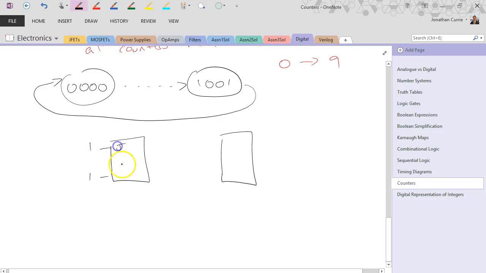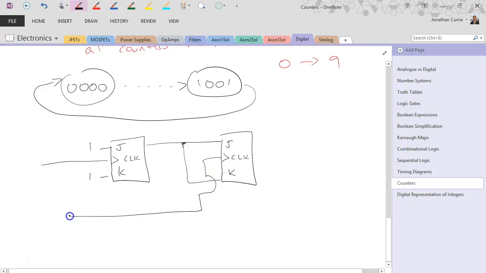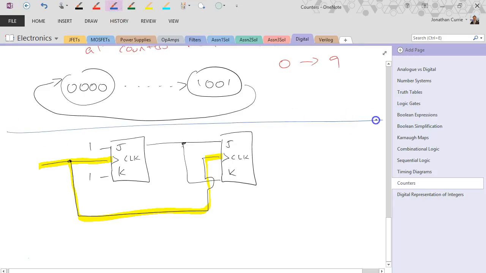So it'll be 1 and 1 on our J and K. We're still doing a toggle. But our clock input is now connected all in parallel. That was a pretty rough line. There we go. So we see this parallel clock line. And if we have that with no asynchronous inputs, this is now a synchronous counter.